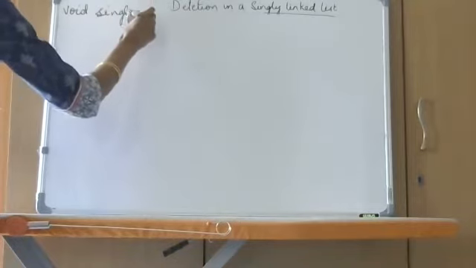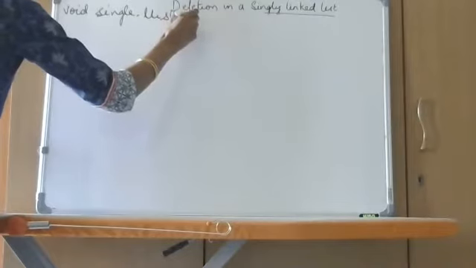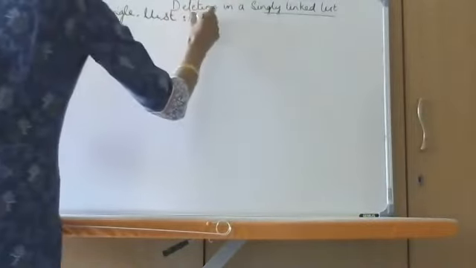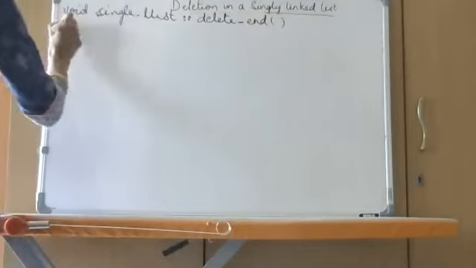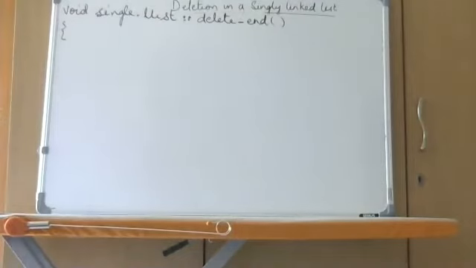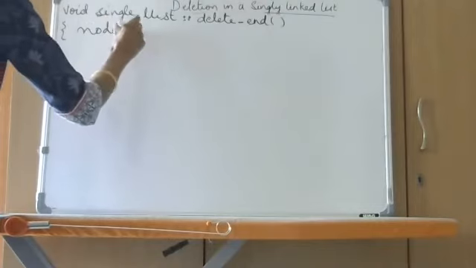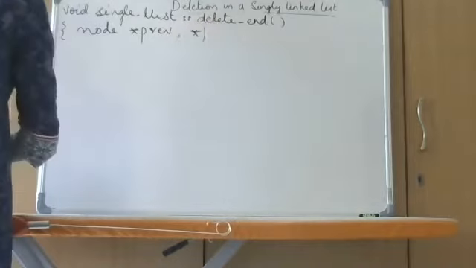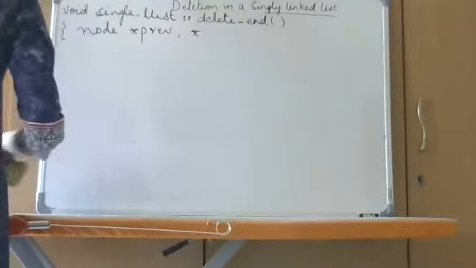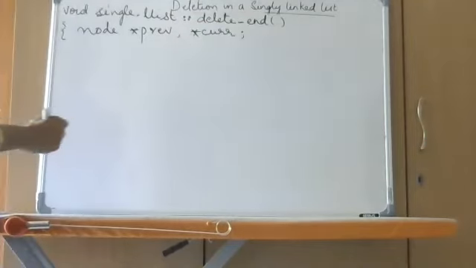Next, we go on to deletion at the end. So here I will take two pointers. One is previous, a pointer. The other one is cursor, a pointer.